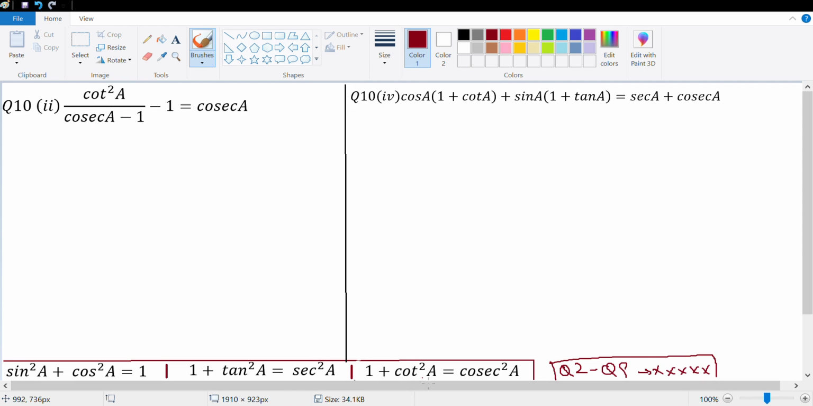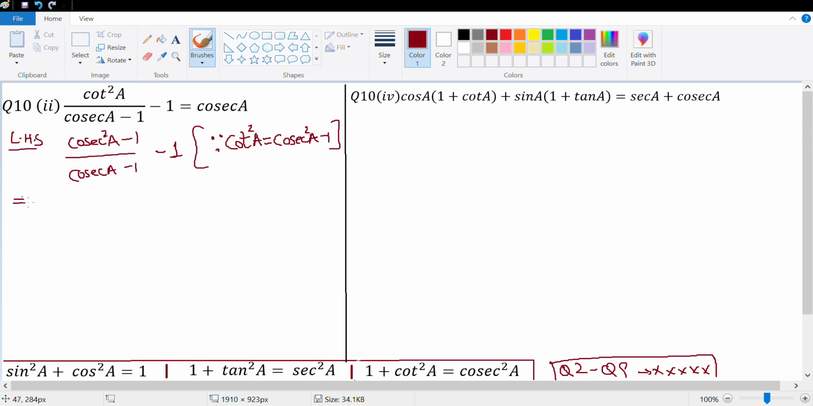So it is cot square a is equal to cosec square a minus 1. So I start with the left hand side. Instead of cot square a, I write it as cosec square a minus 1 upon cosec a minus 1, and this is since cot square a is equal to cosec square a minus 1.